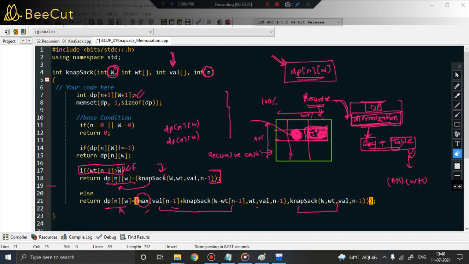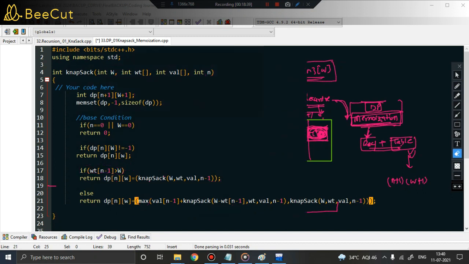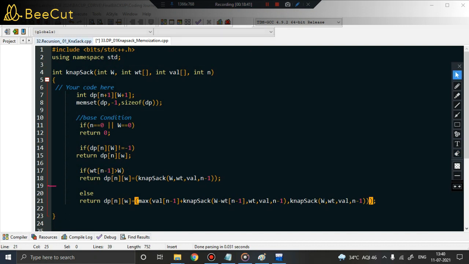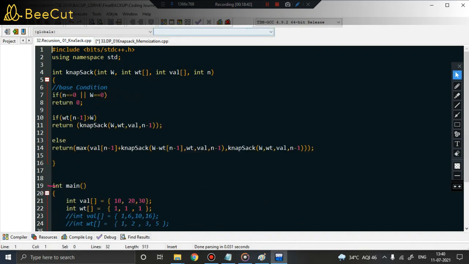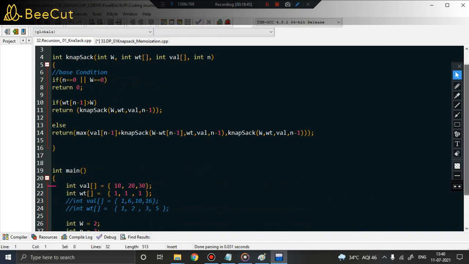And you know that this will basically reduce the chance of overlapping, calling the recursive function again and again, to a large extent. So before executing this, I would like to execute this problem with simple recursion. So we know that the answer to this question was 50, isn't it? So 1, 1, 1 is the weight, 10, 20, 30 is the value associated with the items given, and the capacity of the knapsack is 2. So in this case, if you run it, the answer will be 50.